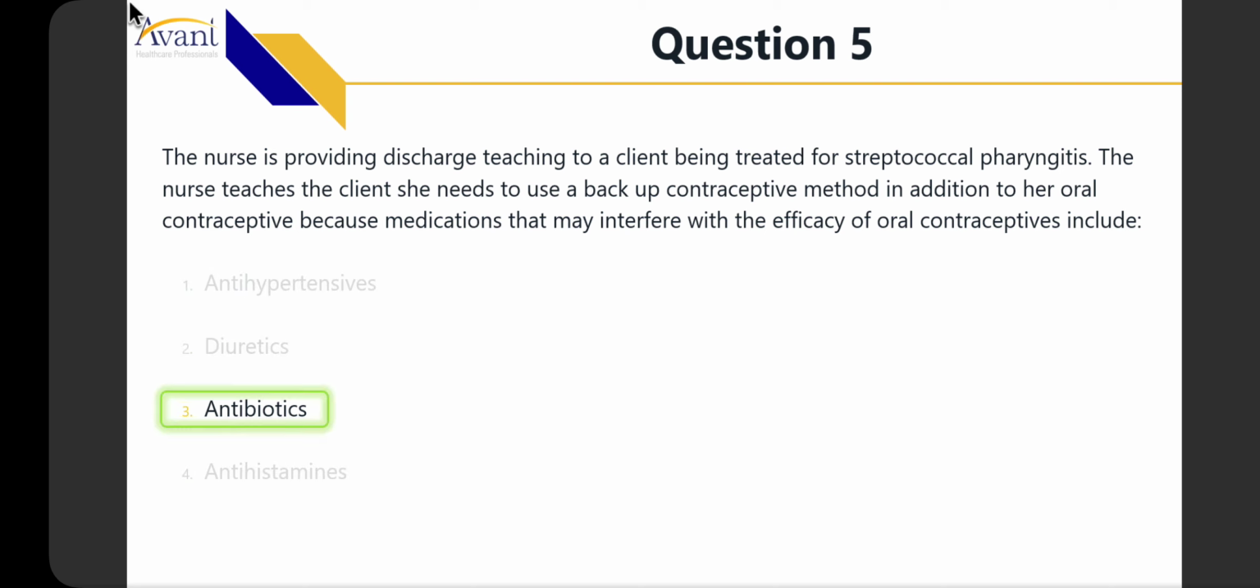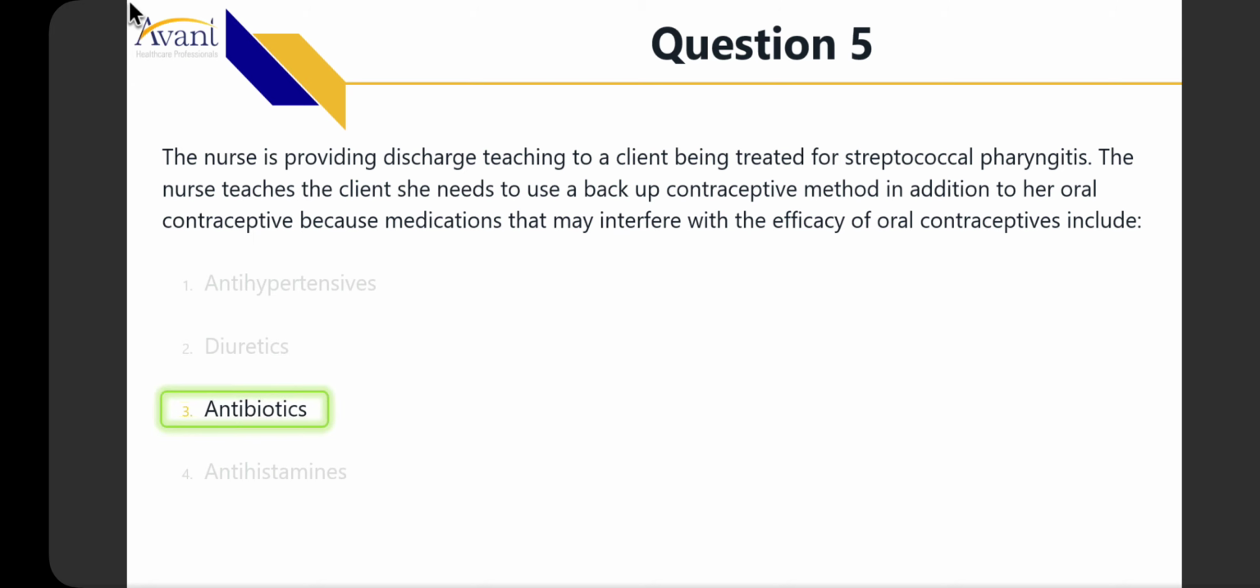So the correct answer is antibiotics. Okay. So just so you know, broad spectrum antibiotics can cause decreased efficacy of oral contraceptives, placing the client at risk for an unplanned pregnancy. So when the client is prescribed a course of antibiotics, a backup method of contraception should be used. For the others, there's no correlation. Okay. Now, I said that it can cause decrease. It doesn't say it will, but it can. Okay. So that's why we want to educate our clients correctly. All right.